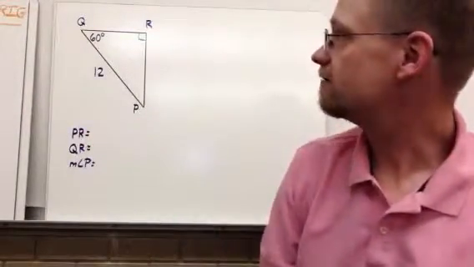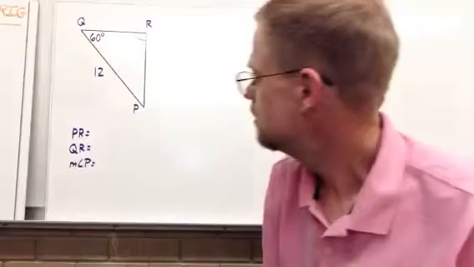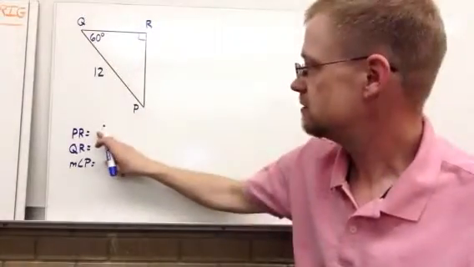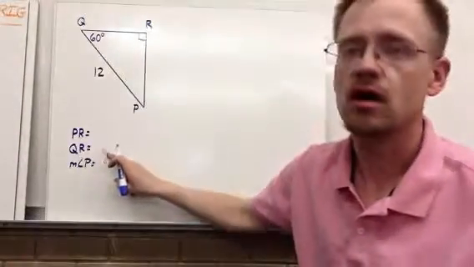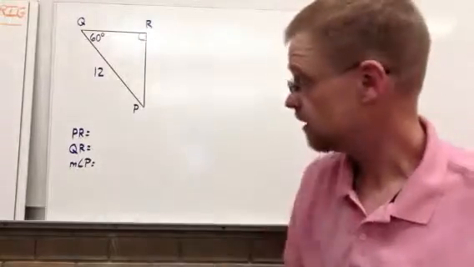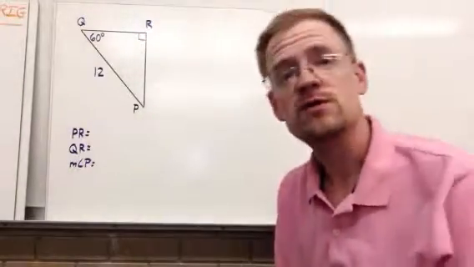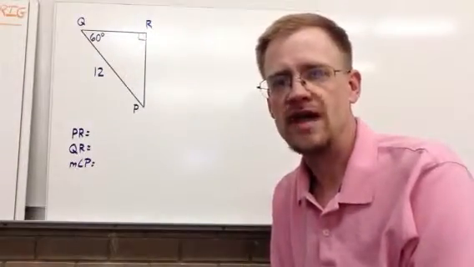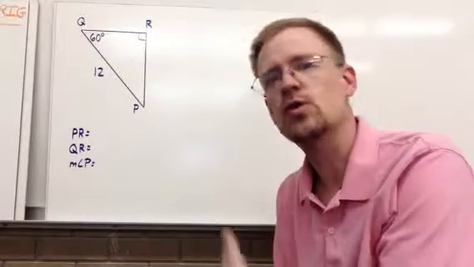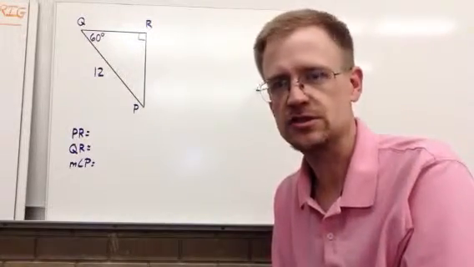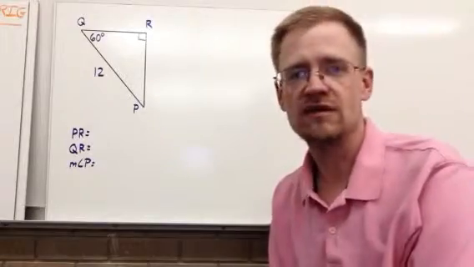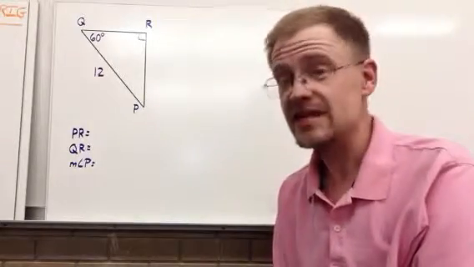Okay, here we have QRP. We want to find 3 different things: PR, QR, and the measure of angle P. Be very careful here. You don't have to solve them in the order that the program tells you to, or that the test or the textbook tells you to. It might be easier to solve the last one first. And in this case it is.